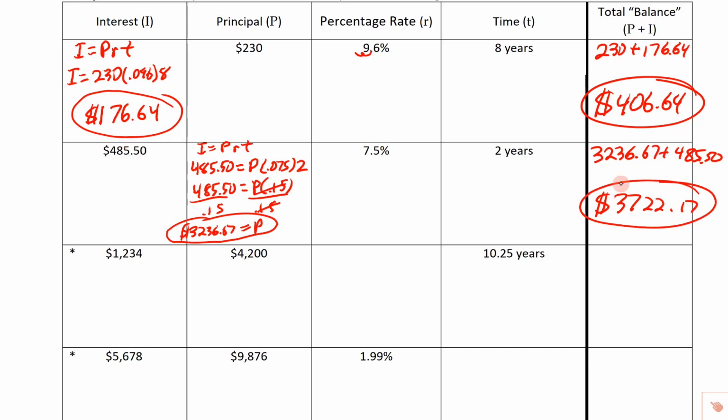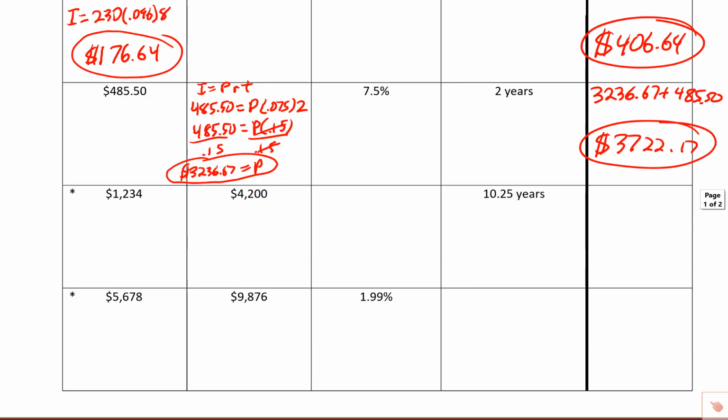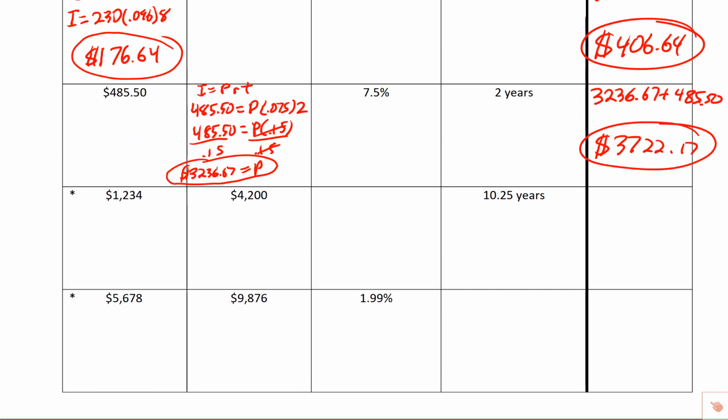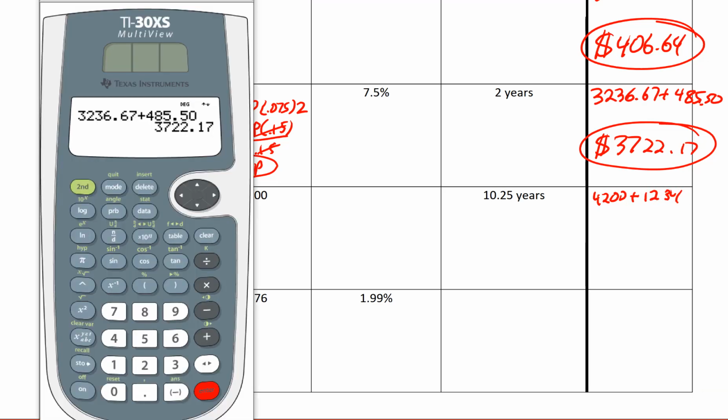So the final amount is $3,722.17. So again, we're filling out this total balance right here after we figure out whatever these numbers are. Now, there's an asterisk by this guy right here because of a couple different things. First of all, we already know the interest and the principal. So we can come over here and we can add these together right away. This is going to be $4,200 in there to begin with. The interest was $1,234. So we just add the two of those together.